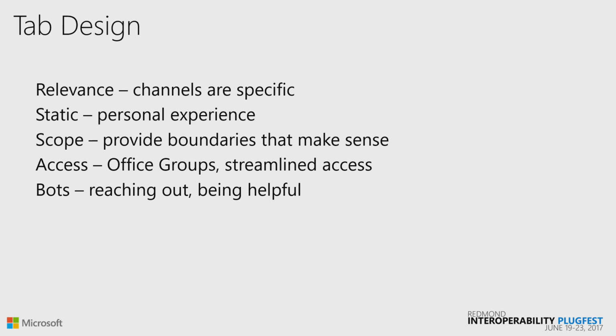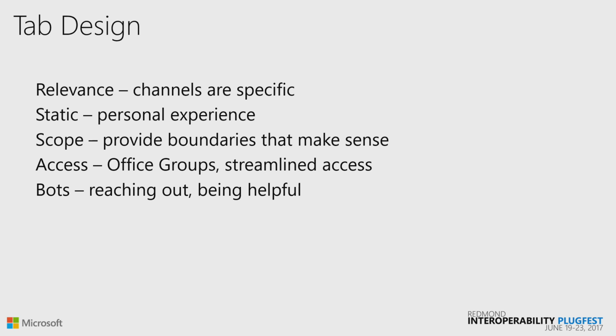Scoping, making sense out of the scope boundaries for your app. Say you have a repository, a bug database or repository, and you want that to be brought into the Teams environment. You may want to scope that for the project and or the topic, so that not all of the bugs or all of the different projects are seen by that particular tab. So that's another typical thing that you'll want to do, is scoping.